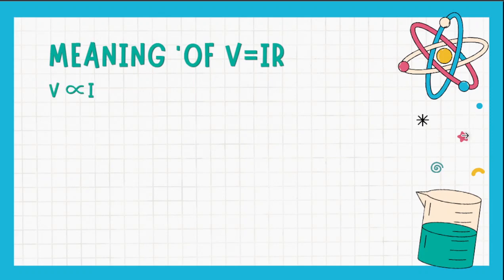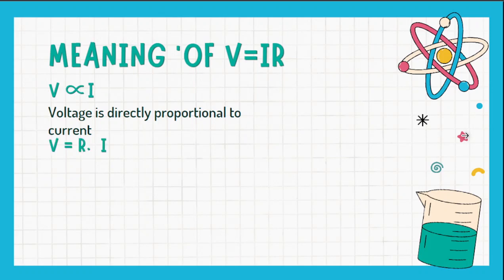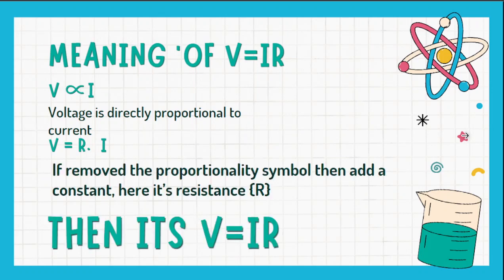In the first sentence I have written that V is directly proportional to I. It means that the voltage is directly proportional to current. Then I have written V is I dot R. What change can you see? I have replaced the proportionality sign. If we remove the proportionality symbol, we need to add a constant. Here the constant is resistance, which is referred to as R. So V is equal to the product of current and resistance.